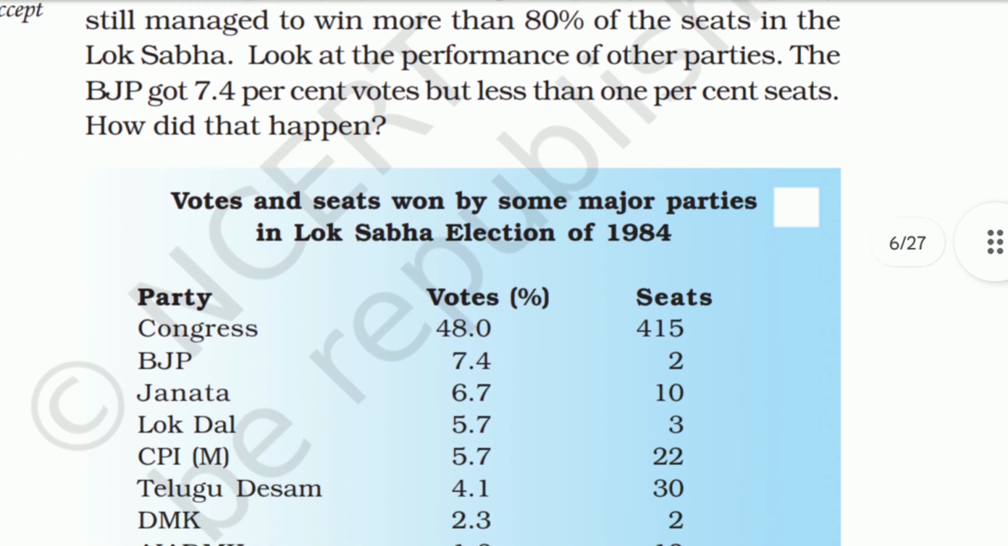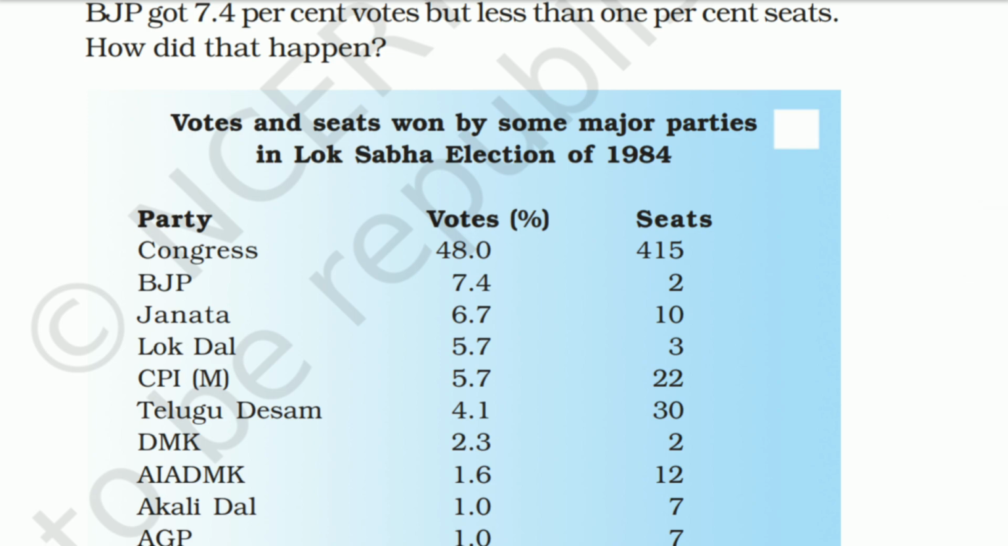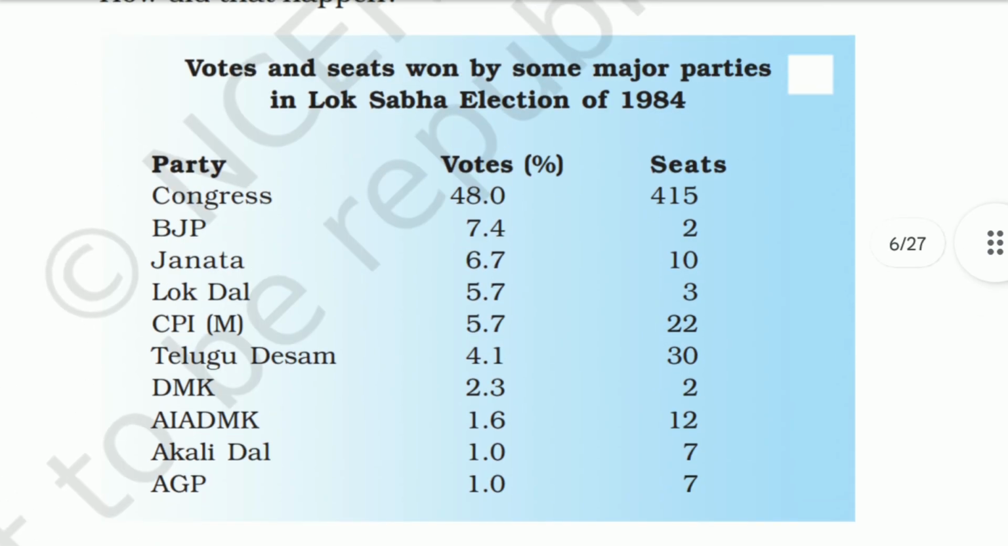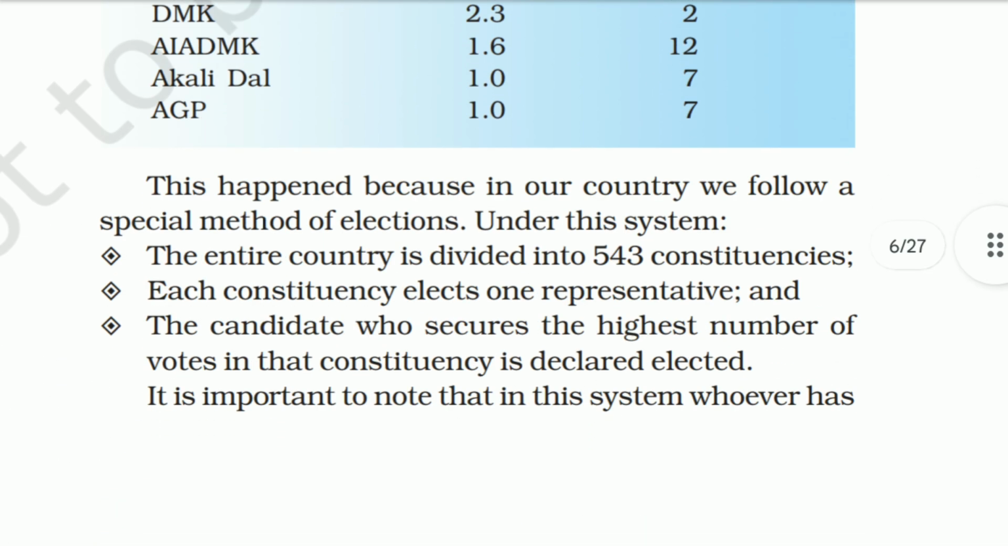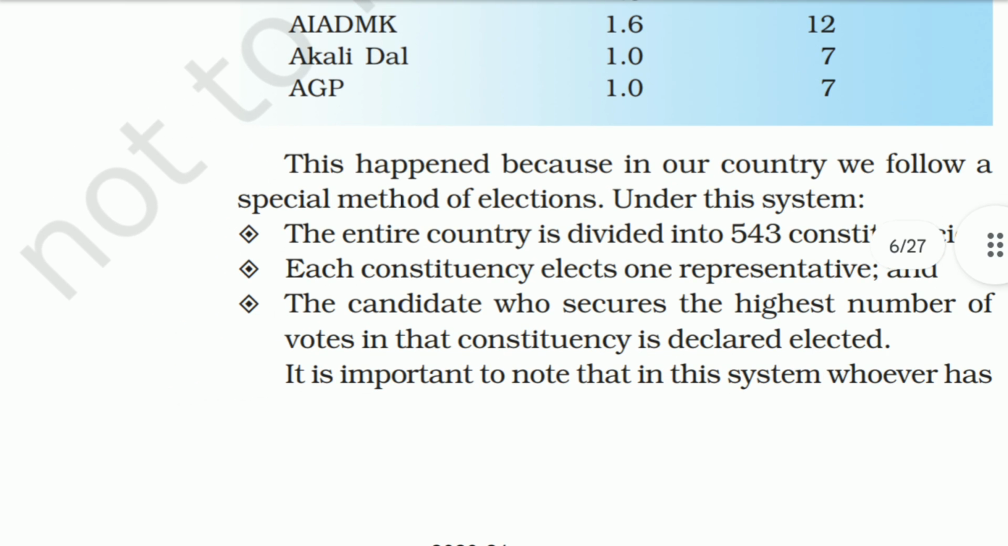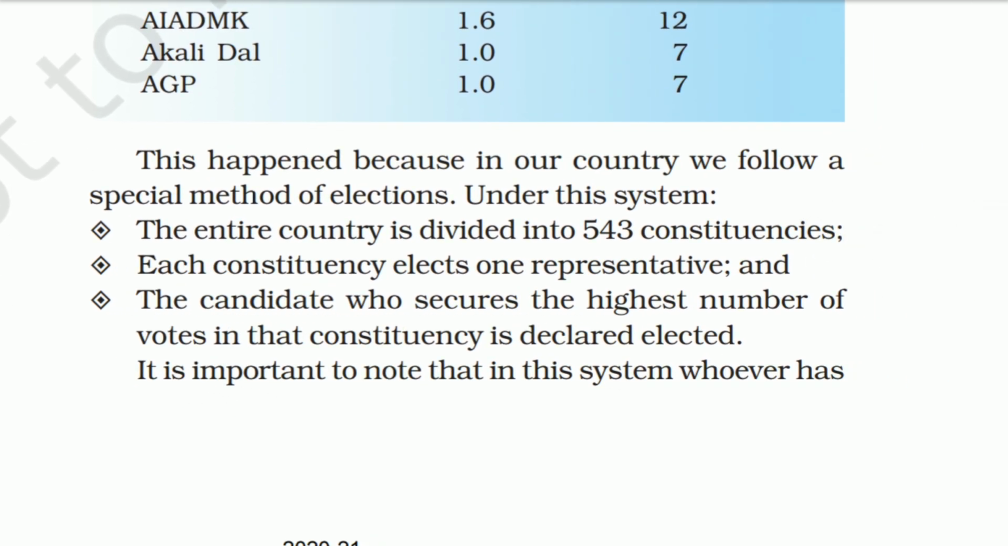So this is old data. I think when the books are updated, the BJP will be in the position where the Congress is written here. All these details are written here. You can have a look at the vote percentage and the seats. This happens because in our country we follow a special method of election. Under this system, our entire country is divided into 543 constituencies, and my constituency is Naraini Vidhan Sabha, Naraini constituency.